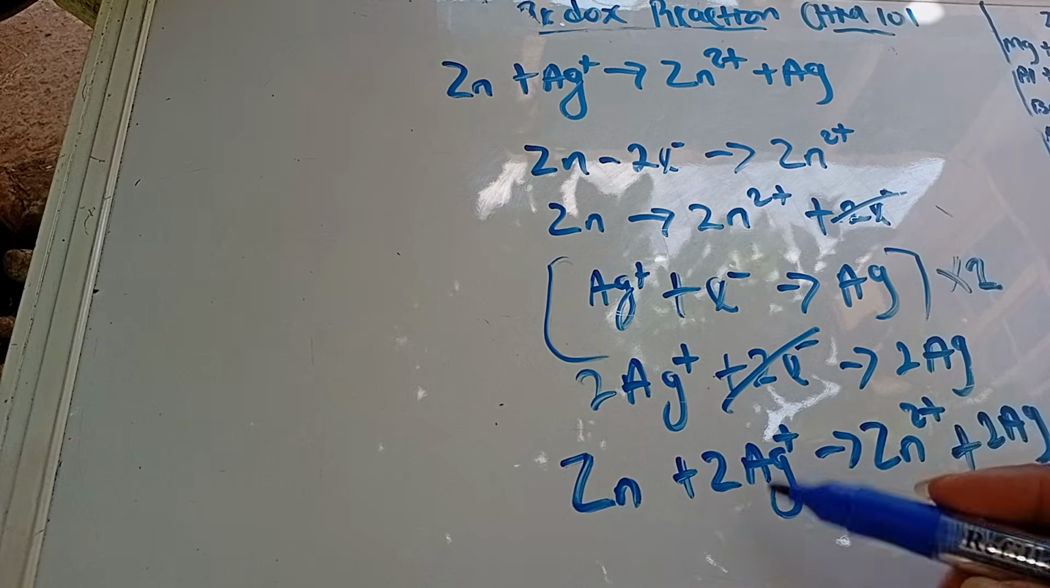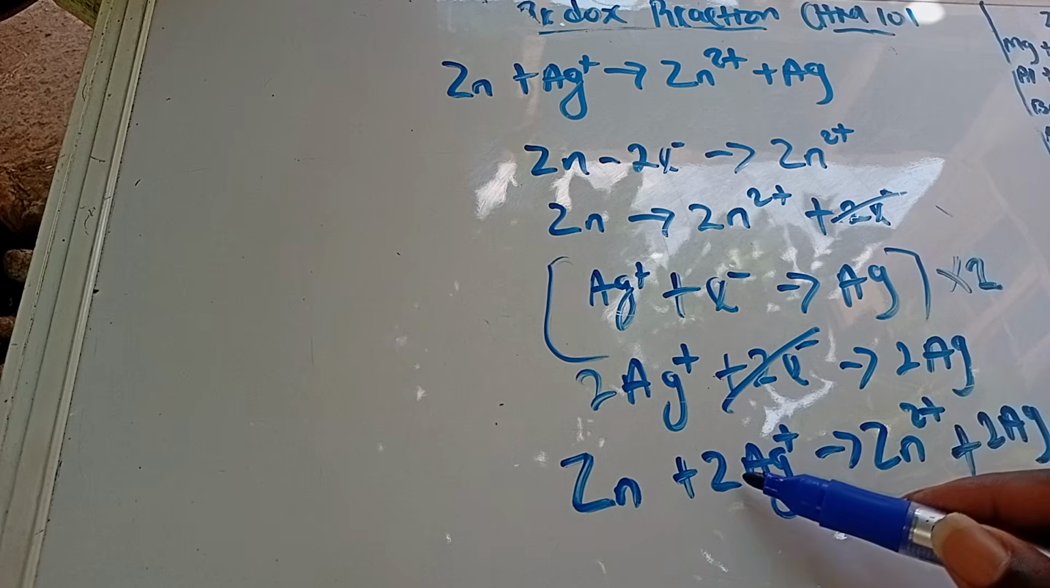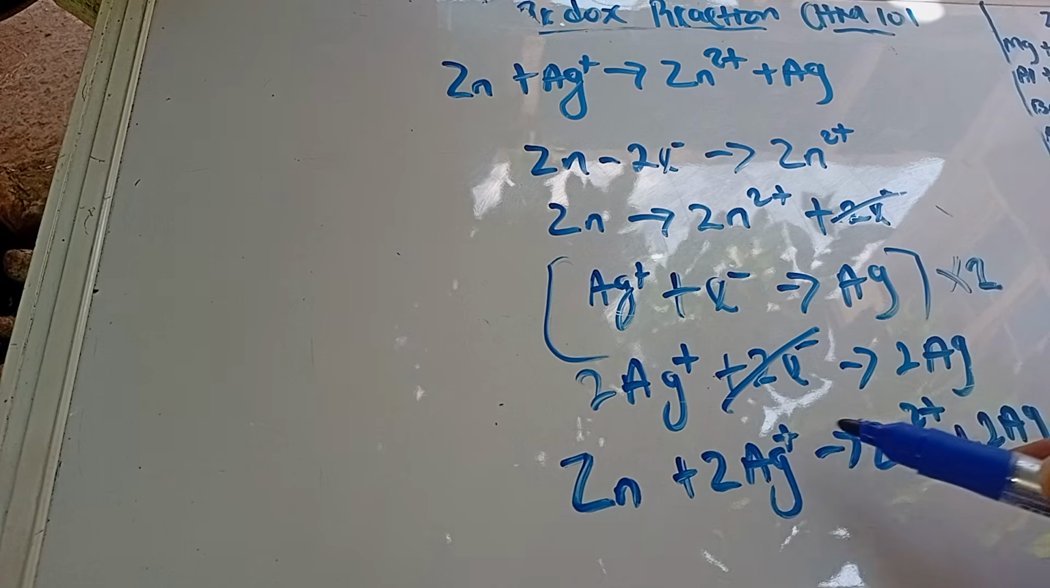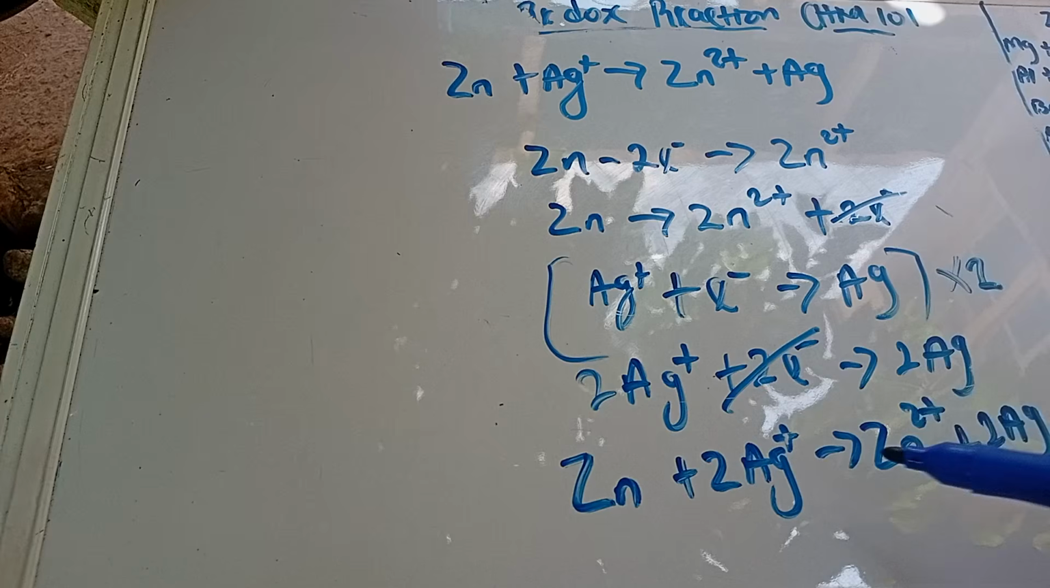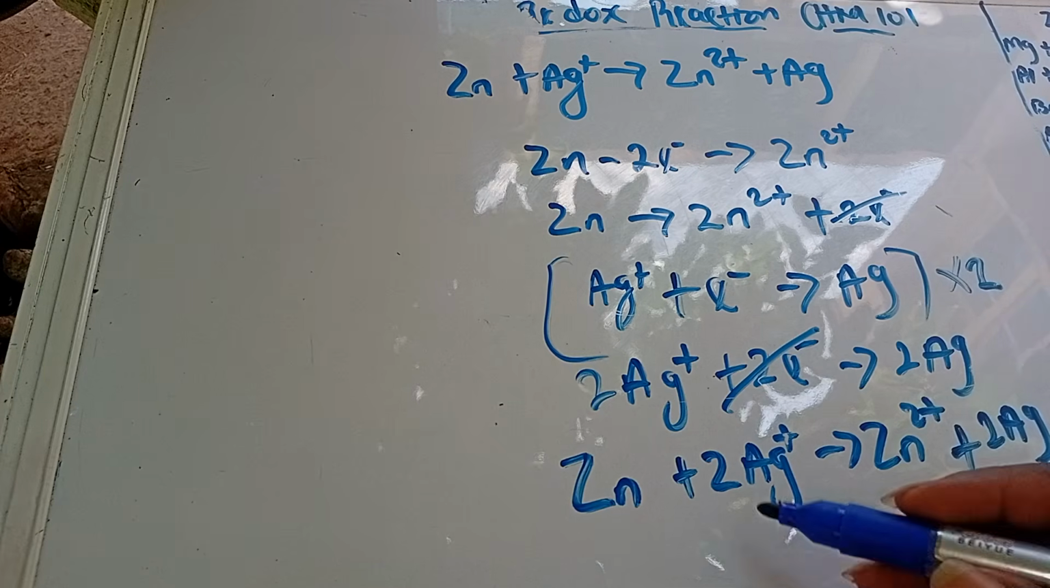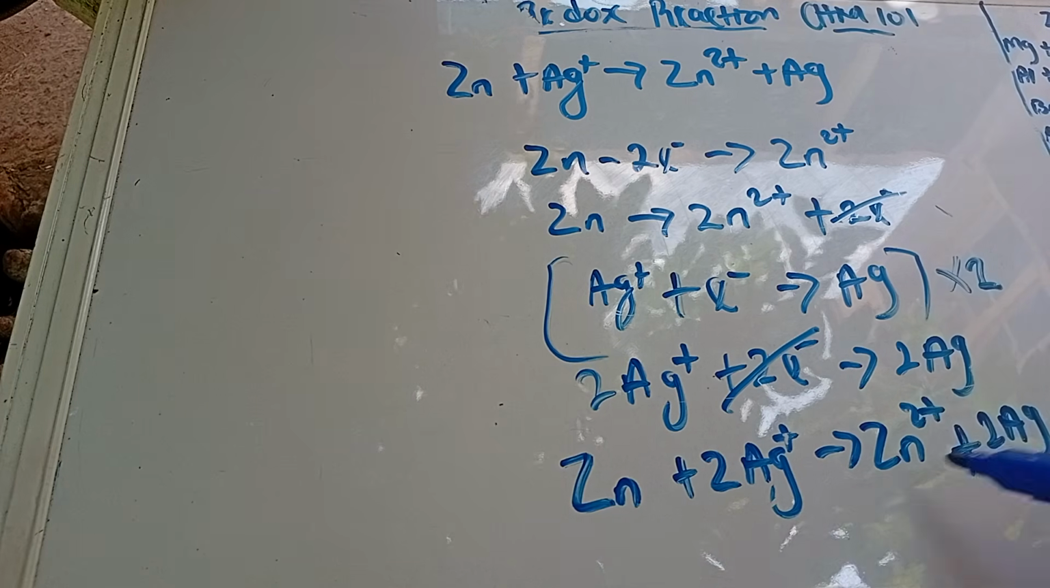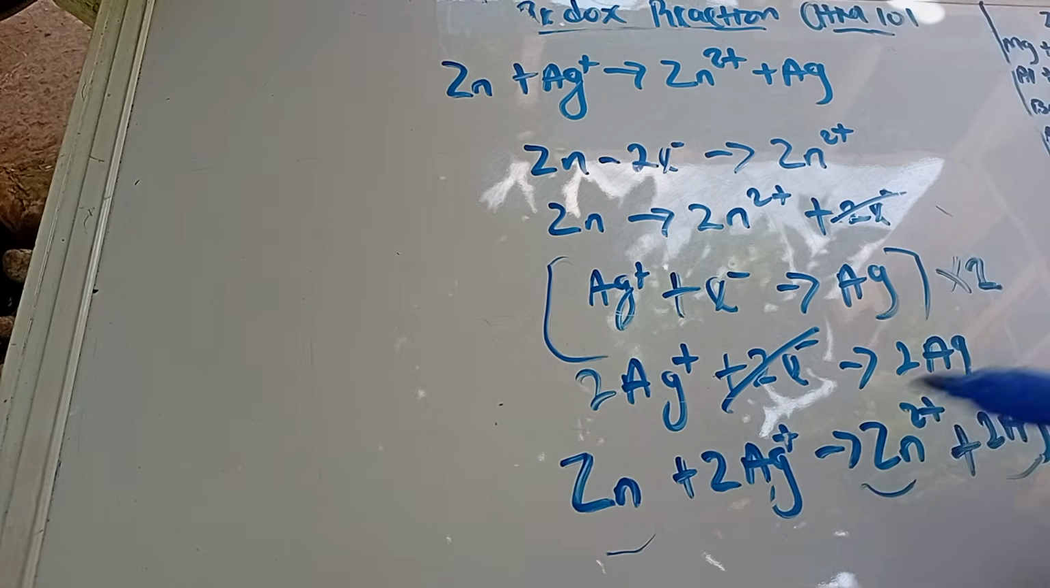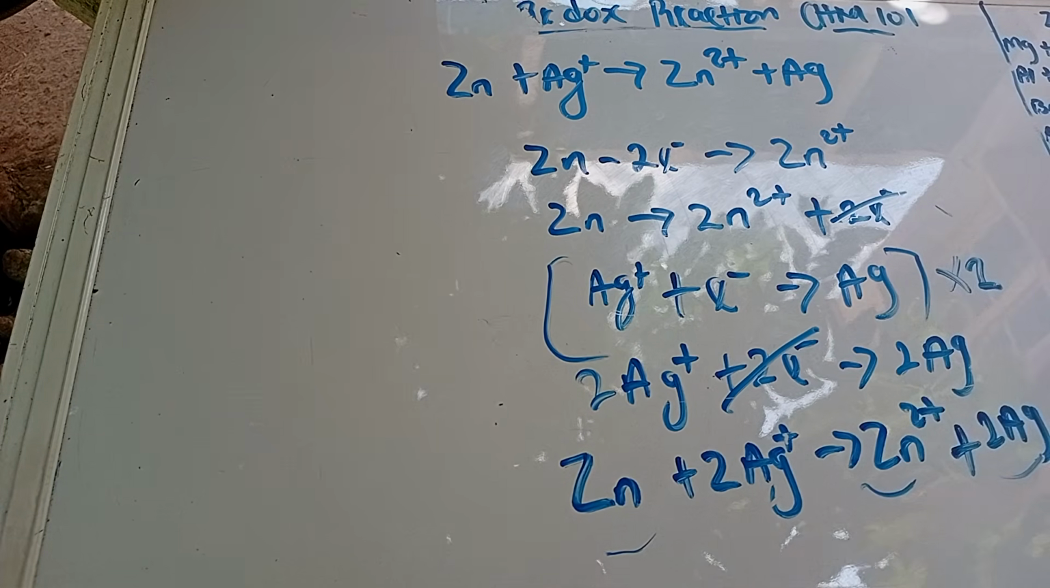Let's check if they are truly balanced. How many charges do we have here? This is plus 1 times 2, 2+. How many do we have here? This is also 2+. So the equation is balanced. We have 2 silver, we have 2 silver, we have 1 zinc, we have 1 zinc. The number of atoms are balanced. The number of charges are also balanced.